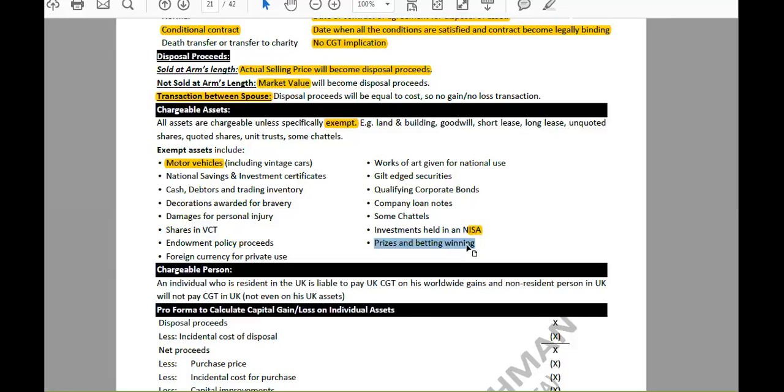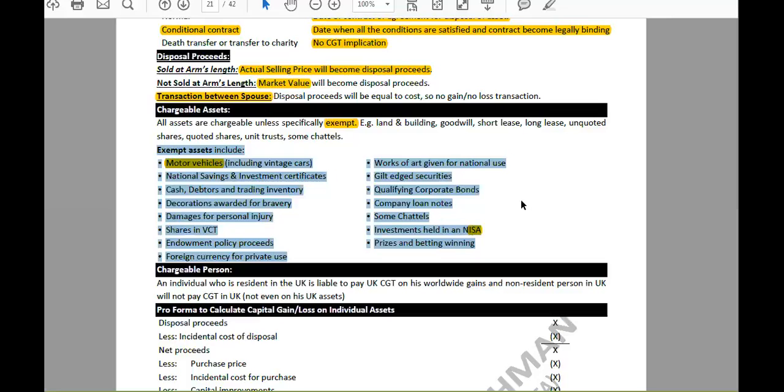So in this paper, you have to memorize everything. There is no other option. So you need to memorize all these points. These are the list of exempt assets. You need to memorize this list. And all assets which are not part of this list are called chargeable assets. I have not mentioned all the assets. I have just given a few examples of the chargeable assets over here.